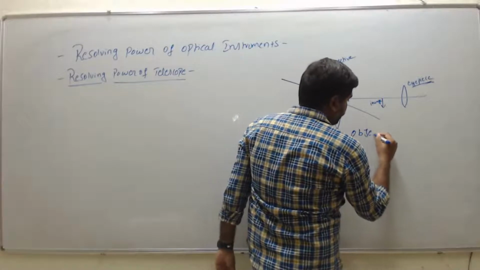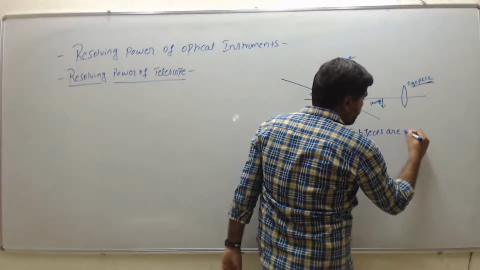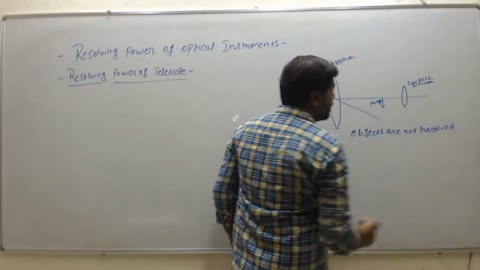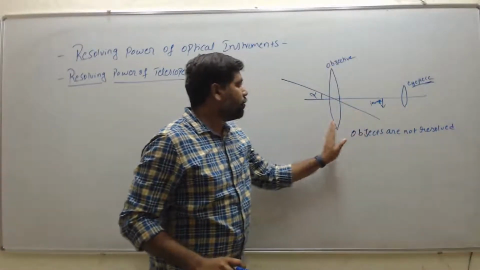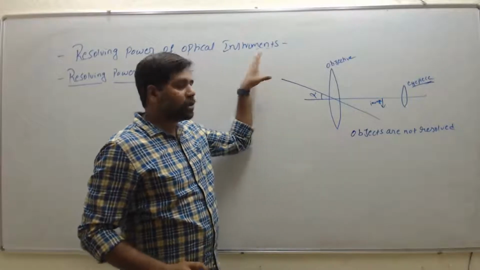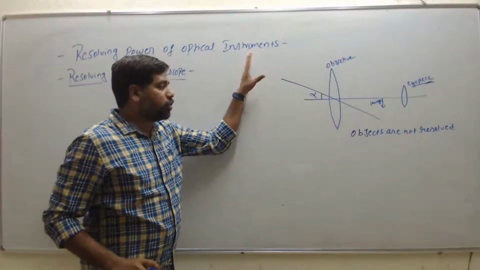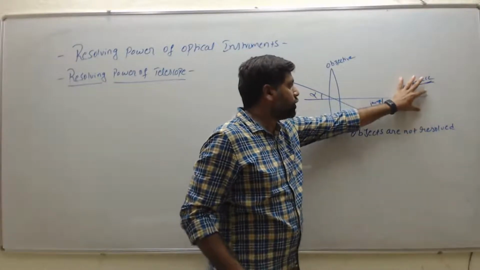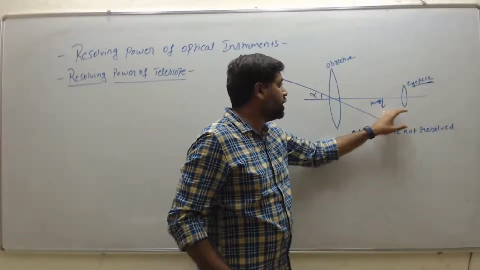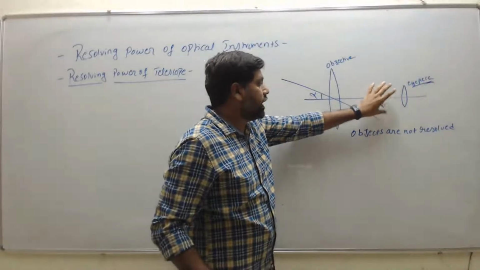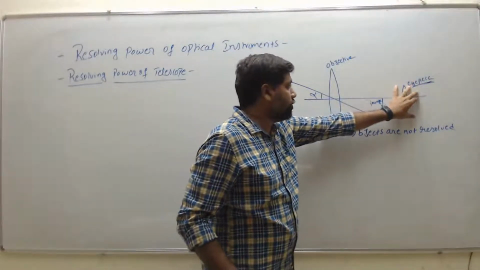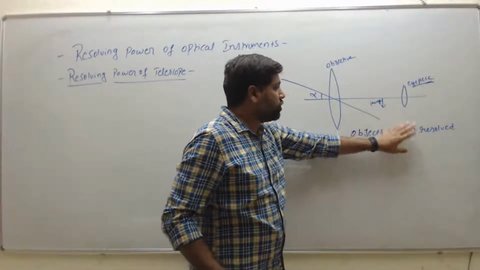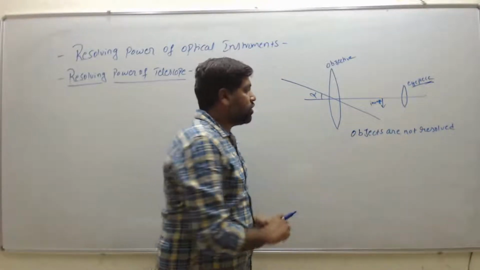So in these two, the objective and the eyepiece, the objects are not resolved, either by the eyepiece or by the objective. The objects we see through the telescope are not resolved, and the main purpose of the eyepiece is to magnify the image, that is, to enlarge it. For that purpose we use the eyepiece. So here the images we get are also unresolved images.